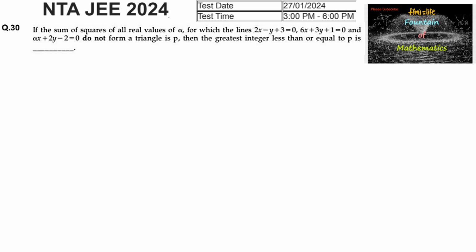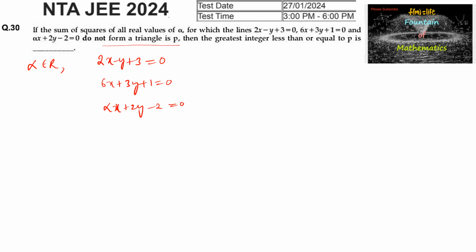If the sum of squares of all real values of alpha for which the lines 2x minus y plus 3 is equal to 0, 6x plus 3y plus 1 is equal to 0, and alpha x plus 2y minus 2 is equal to 0, do not form a triangle is P, then find the greatest integer less than or equal to P.